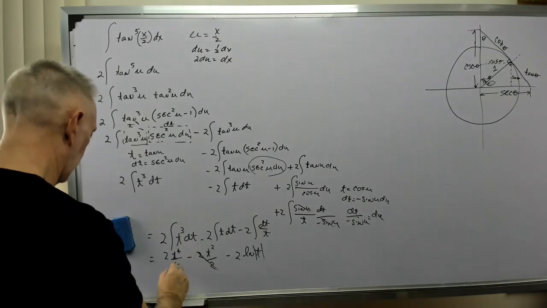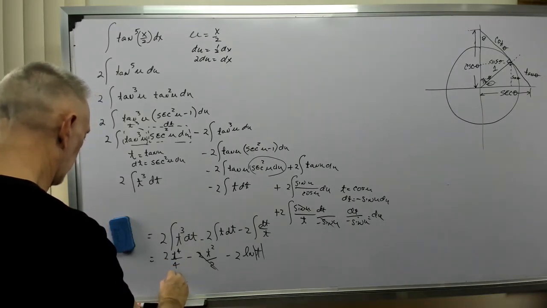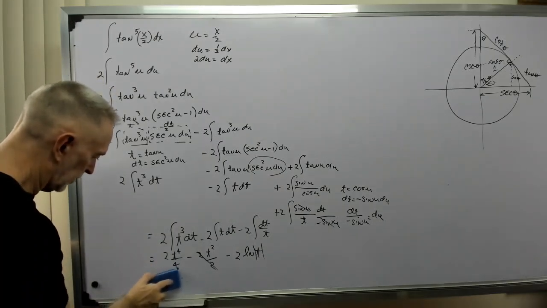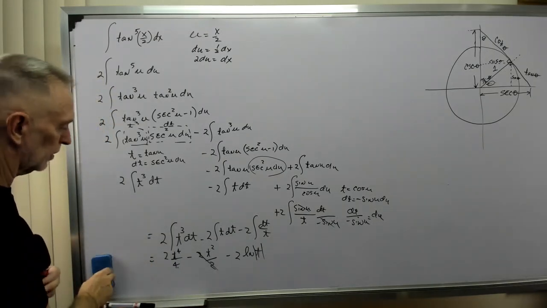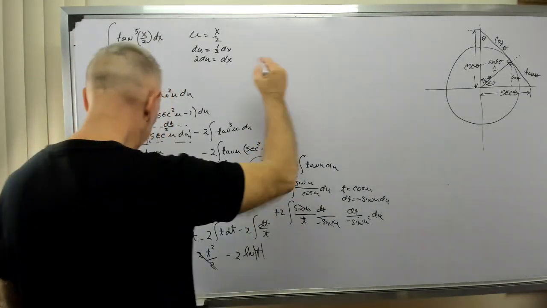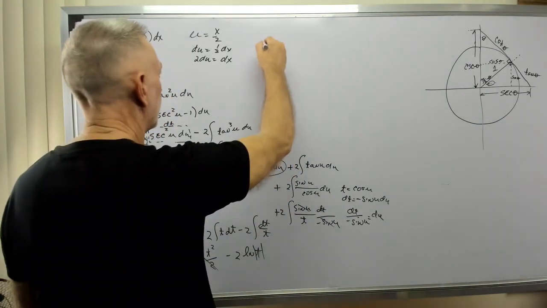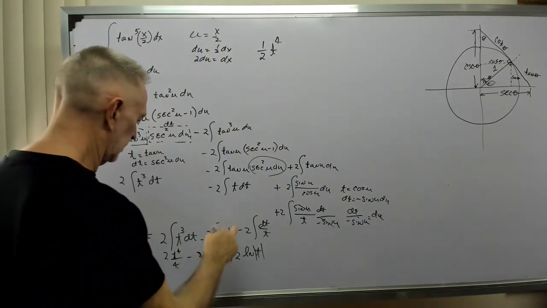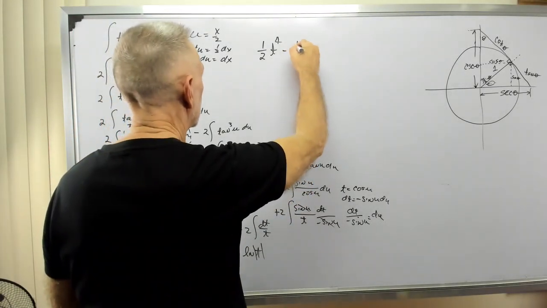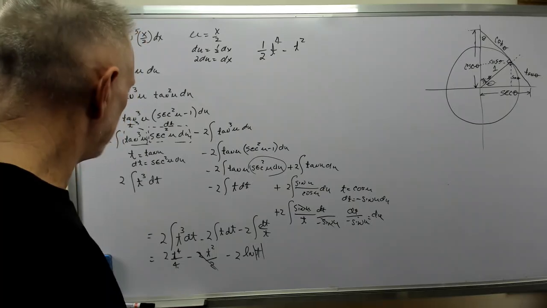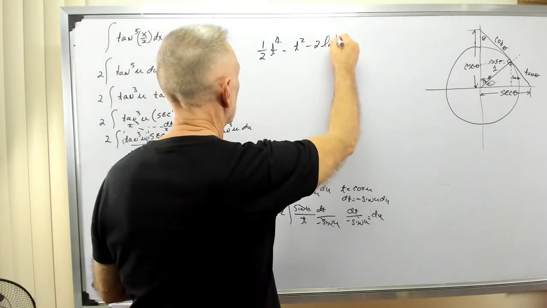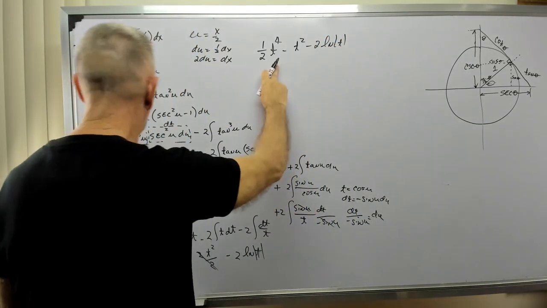All right, t to the 4th over, well, this would be 1/2 t to the 4th. Sometimes I really get sloppy when I get down to the bottom of the board. Let me just go up to the top. So 1/2 t to the 4th. Minus, these 2's cancel, that would be minus t squared, minus 2 natural log, absolute value of t.